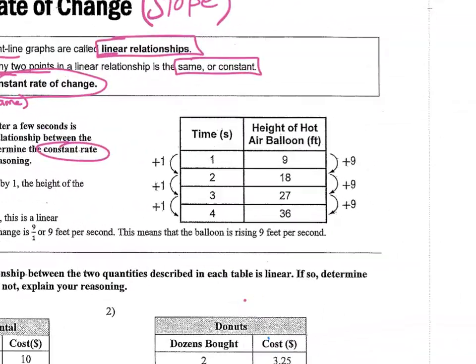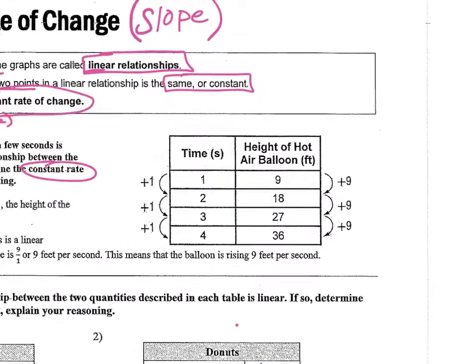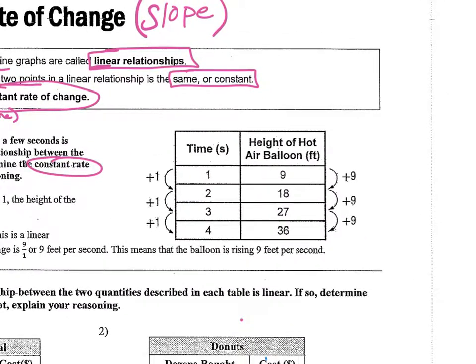So let's look at this table they gave us. Whenever they give you a table like this, our first column is representing our x value. Remember, that's your left and right on a graph. And the second one is your y. So that's our vertical, up and down.